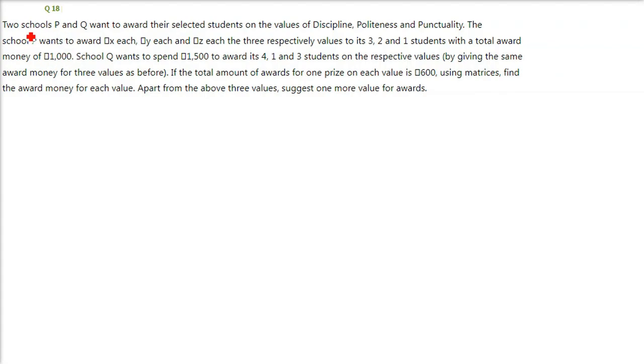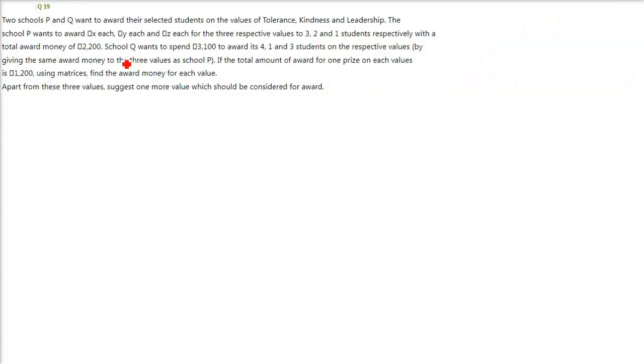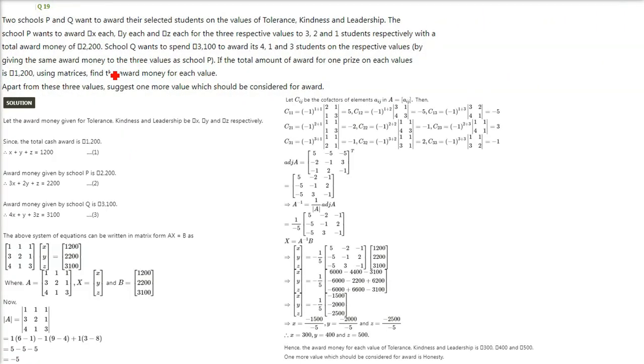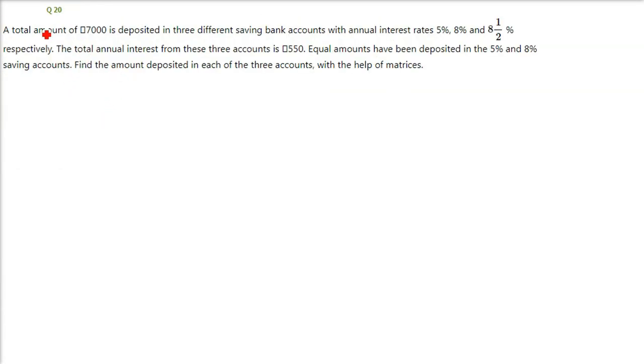This also, 2 schools P and Q want to award discipline, politeness, punctuality. I hope you'll be able to do this, because x, y, z is already there. X plus y plus z, you can form 600 like that. This also, I'm just giving you an idea about tolerance, kindness. This also you can do.